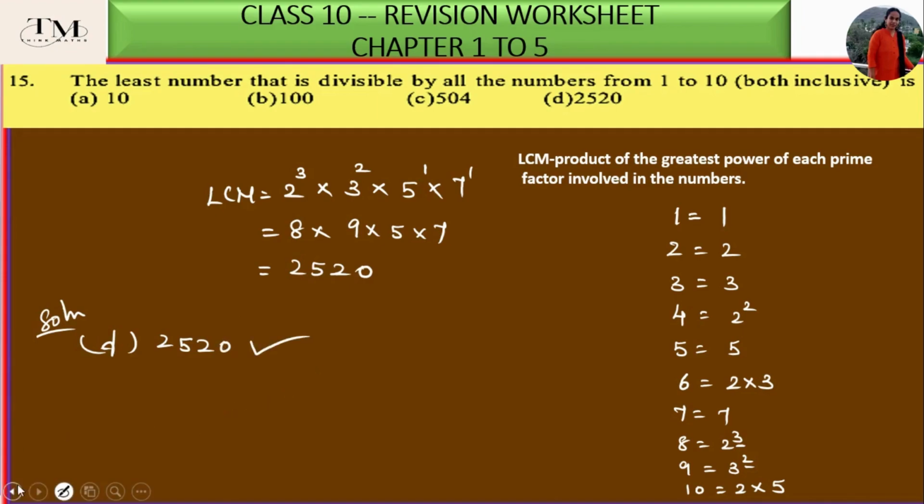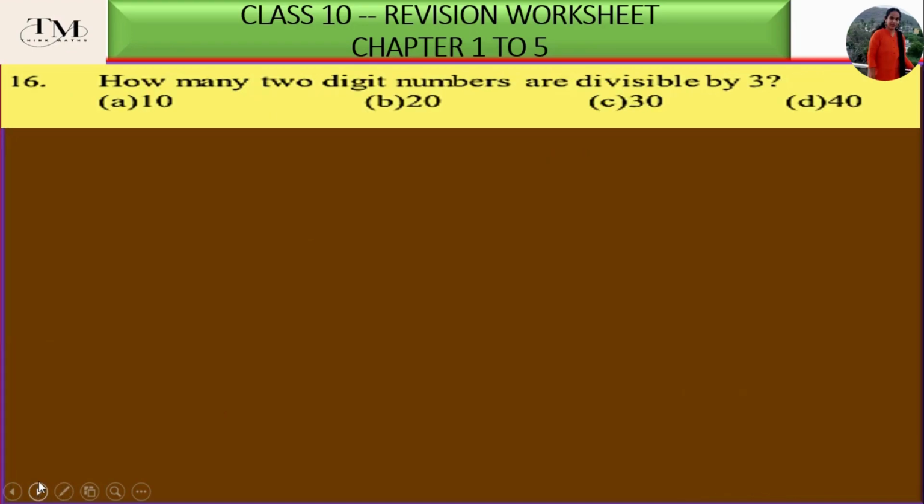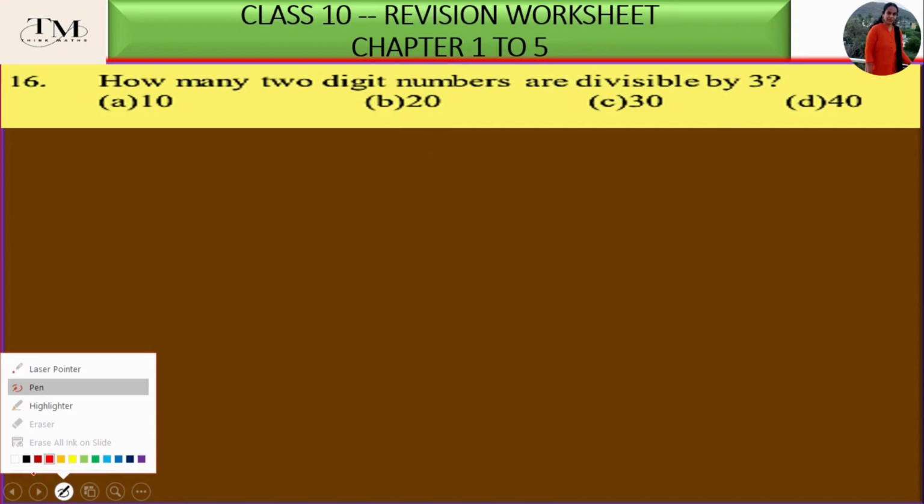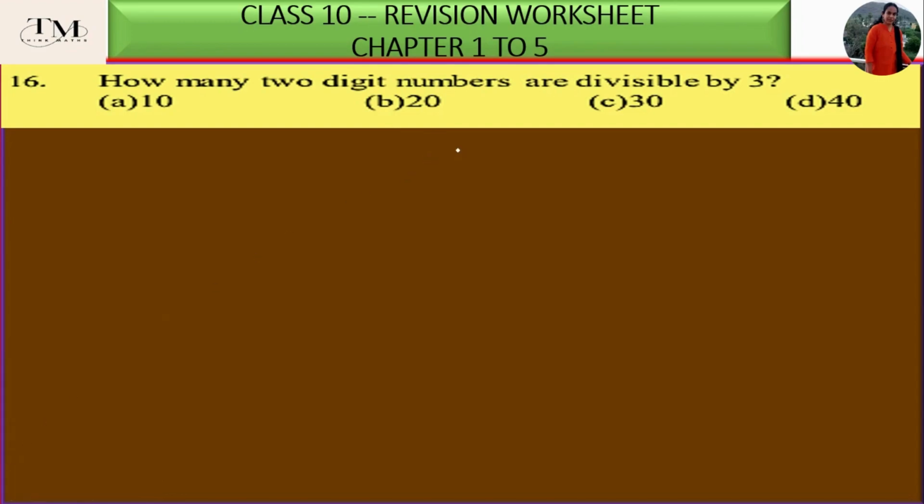Okay, children. So moving on to the 16th question. How many two-digit numbers are divisible by 3? So let us find out this. This is a problem from arithmetic progression. So two-digit numbers start from 12. So 12 is the first two-digit number divisible by 3. So 12, 15, 18. What will be the last two-digit number? It will be 99.